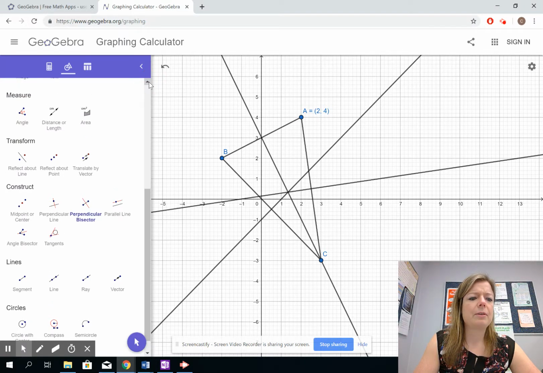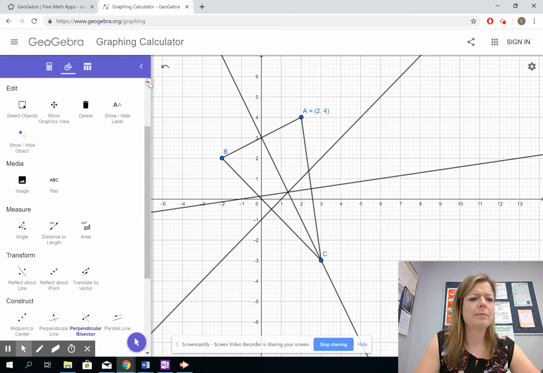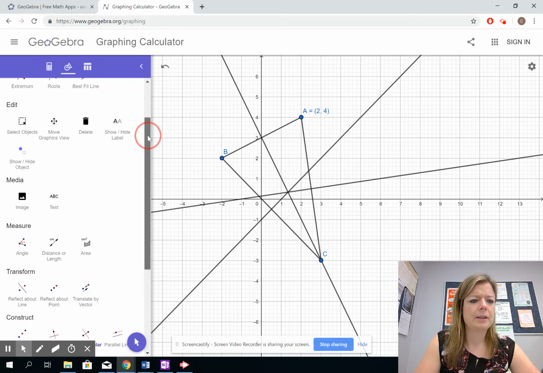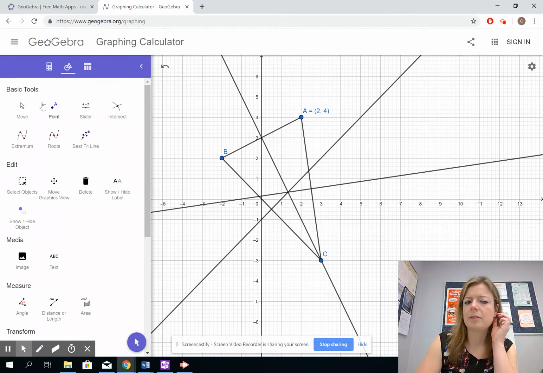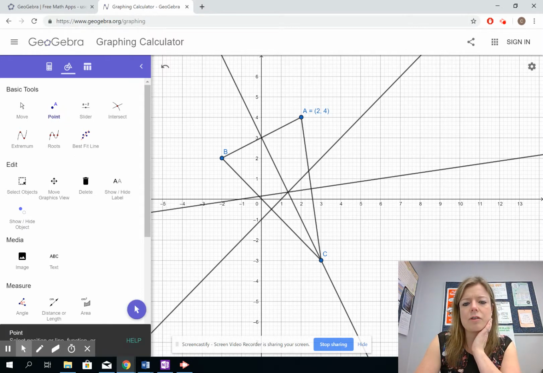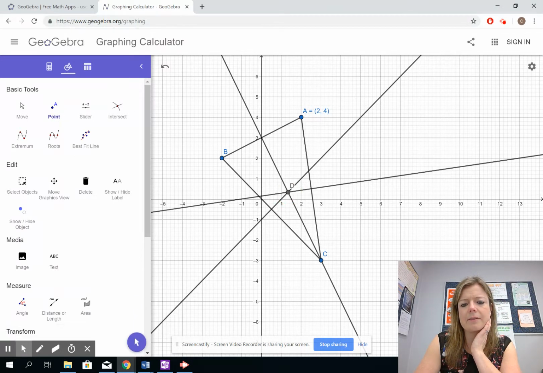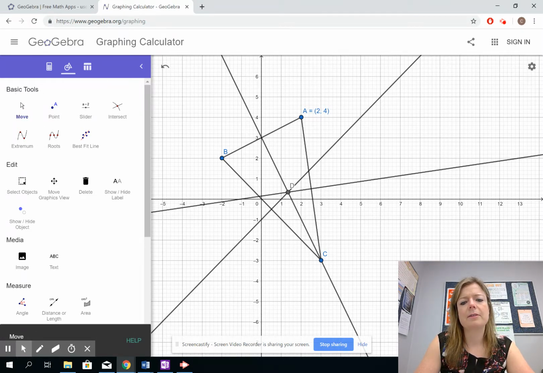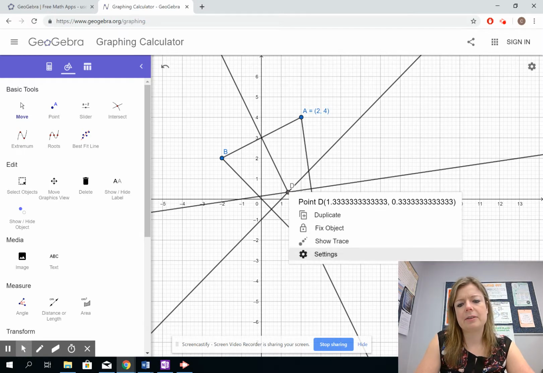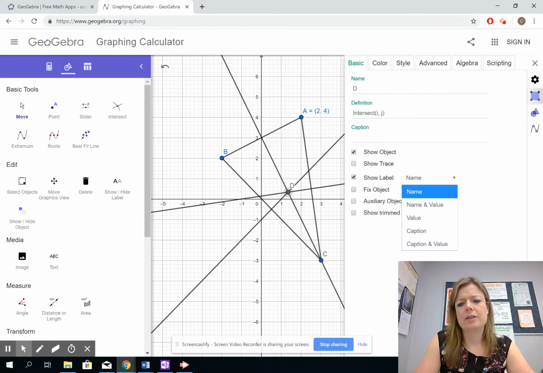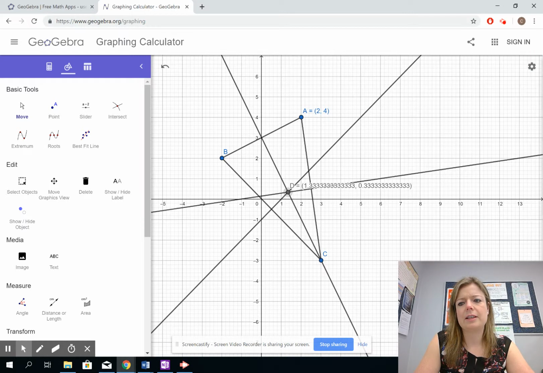So for you to actually find out what that point is, you can go up to basic tools and pick point and drop a point right on top of that point of intersection. Okay, then you need to change your tool to move so that you just have a cursor. And if you right click, again, you can go to settings and show name and value so you can actually see its coordinates. So 1.33, which is 4/3, and 0.33, which is 1/3. So we will actually be finding this coordinate using algebra in a moment.